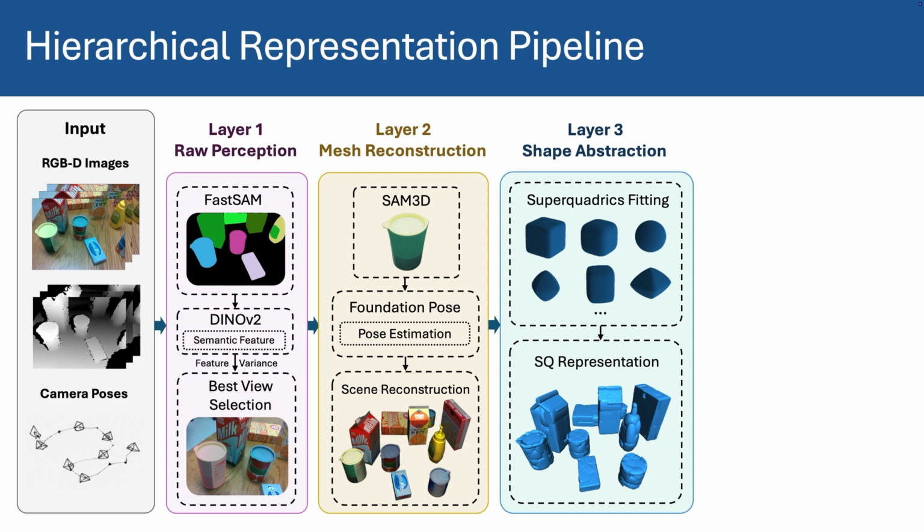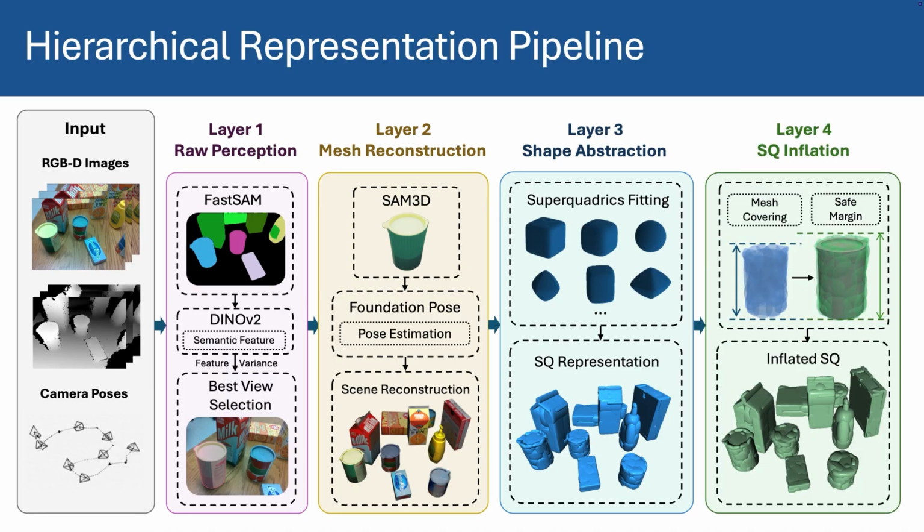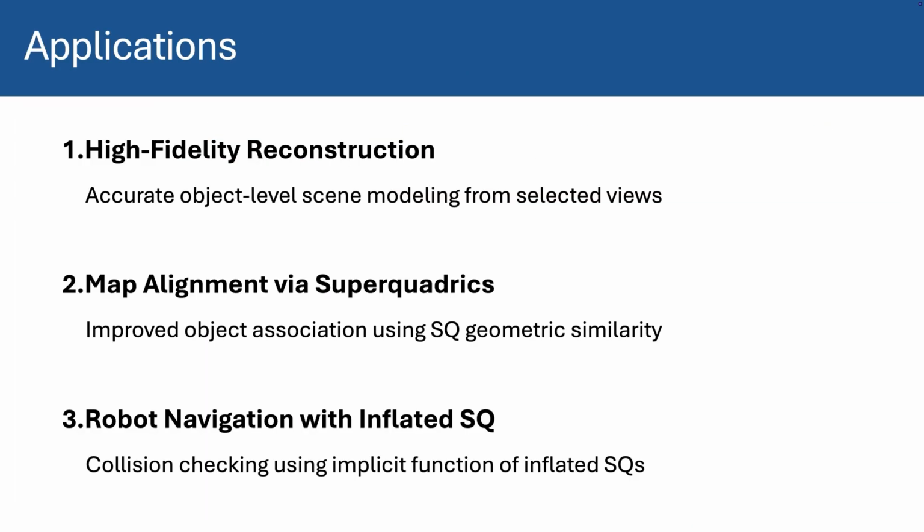Next, Layer 3 abstracts the reconstructed meshes into compact superquadric representations, reducing the scene complexity while preserving the main object geometry. Finally, Layer 4 inflates the fitted superquadrics to conservatively cover the original object geometry, producing a lightweight and safe object-level representation. With this hierarchical representation, we demonstrate 3 downstream applications.